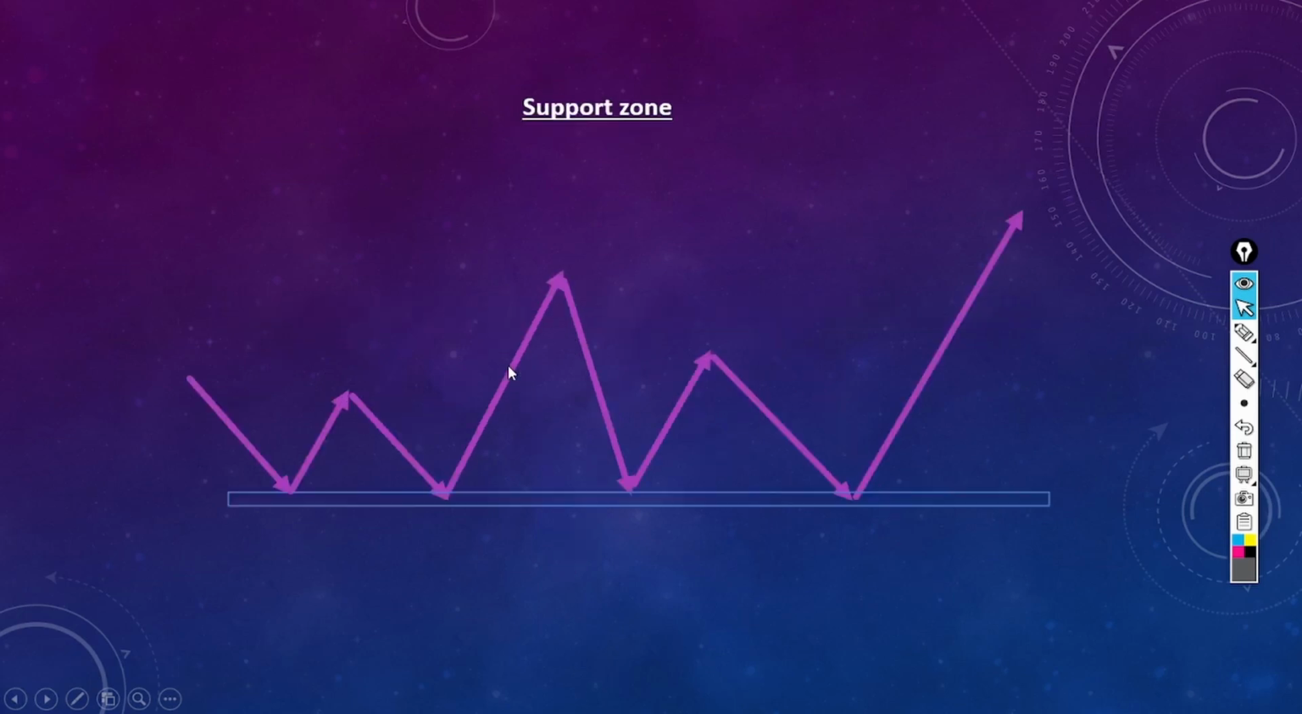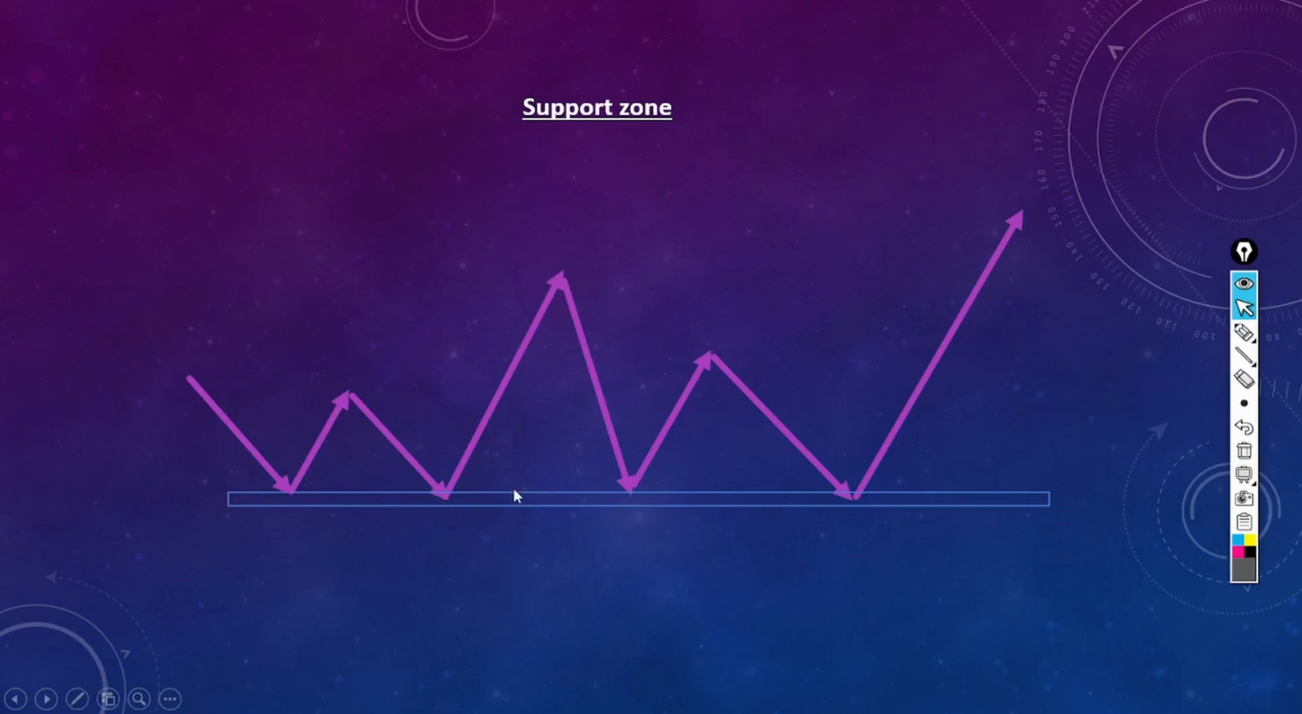So support zone is basically the exact same thing in the opposite direction. It is just below where the price is. So if the price falls and approaches a zone where it cannot break through, that area is considered a support zone or support line if you want.